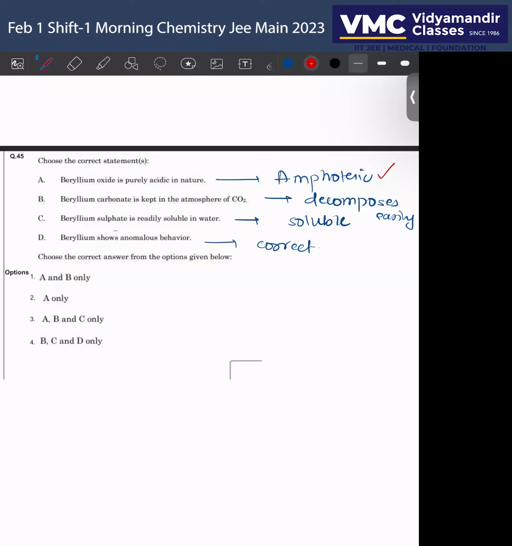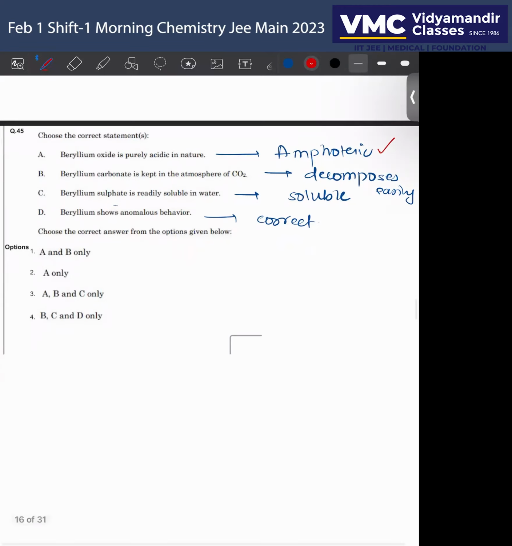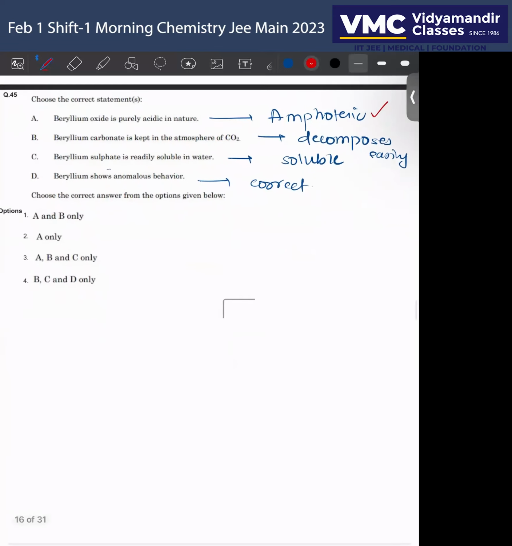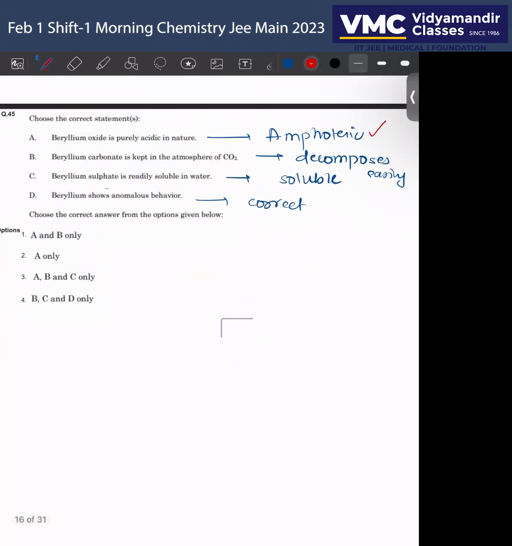decomposes easily. It does not have thermal stability because carbonate is a bigger anion, whereas beryllium is a smaller cation. There is not a good combination of the same, and hence the lattice energy is decreased or less. Therefore, the thermal stability is less for the same. Therefore, beryllium carbonate decomposes easily in atmosphere, and hence it is kept in atmosphere of CO2.